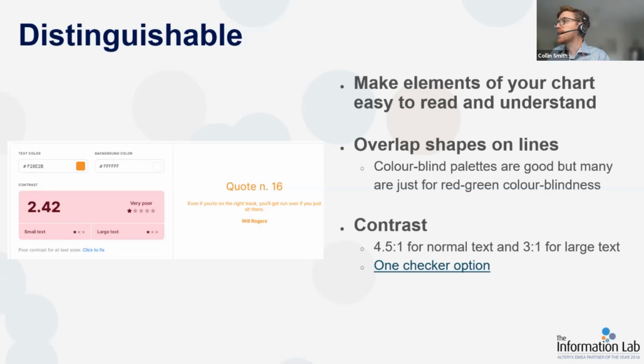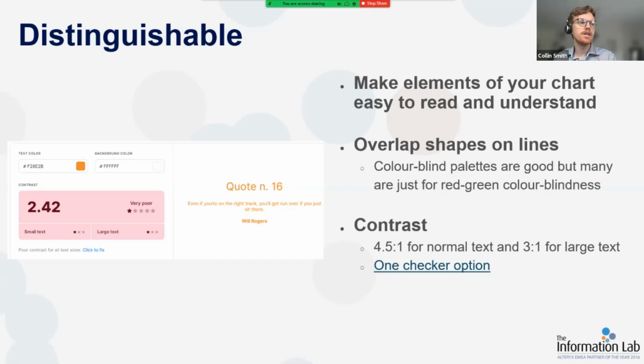Another one is contrast. This is a huge one that is kind of one of the bugs in my bonnet when I'm thinking about defaults in Tableau. The WCAG standards, which I talked about earlier, suggest a contrast ratio of 4.5 to 1 for normal text, 3 to 1 for large text. Sophie's going to drop a link to one option that you can use to check contrast in the chat. This one that I've got a picture of here, it's from Coolers.